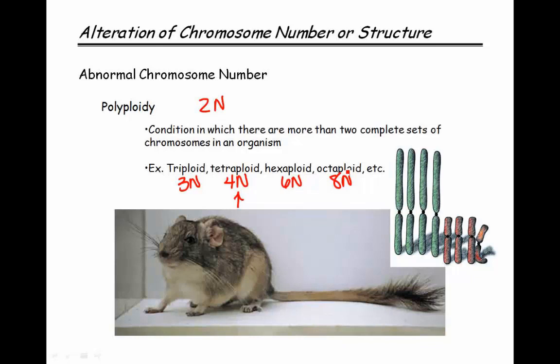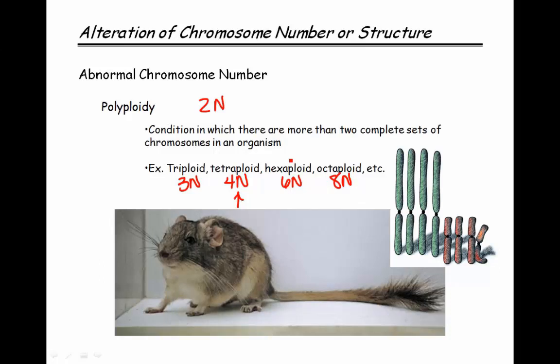Now this is very unusual in animals. There are a few examples of this in animals, but it is very unusual. In plants though, this is very, very common. So many plants are polyploids. Many of the commercial varieties of plants that we consume are polyploids. For example, bread wheat is a hexaploid. Barley is a polyploid. A lot of those cereal crops that we eat are going to be polyploids.